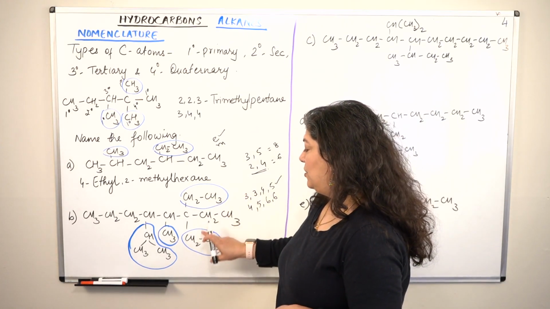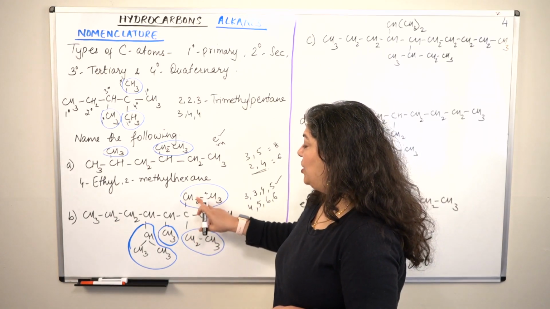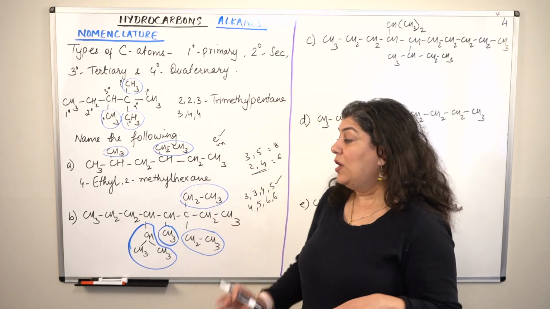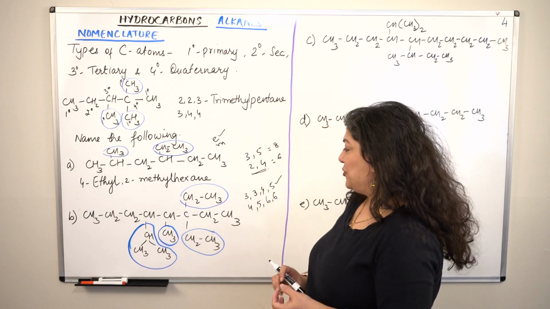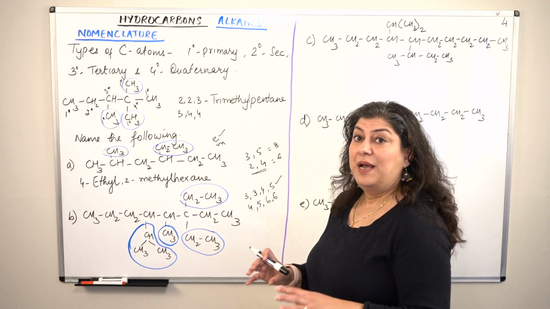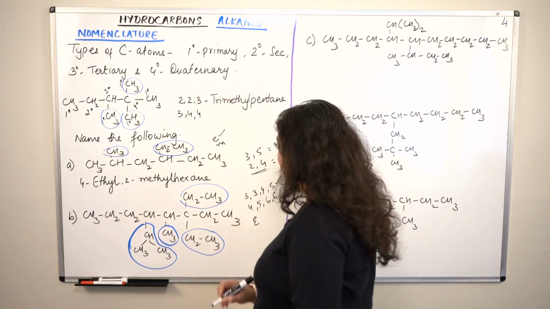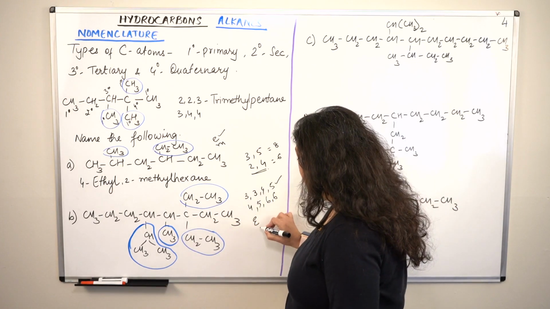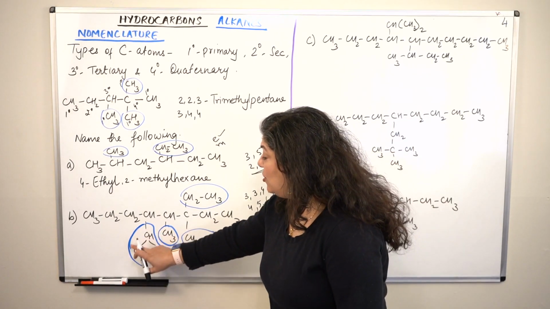This is 3, this is 3, this is 4, and this is 5. On third position, I have 2 ethyl groups. Now, when I'm naming them, I have to take care of the alphabetical order also. So when I'm naming them, I have 2 ethyl groups, the alphabet is E. I have 1 methyl group, the alphabet is M. Okay?